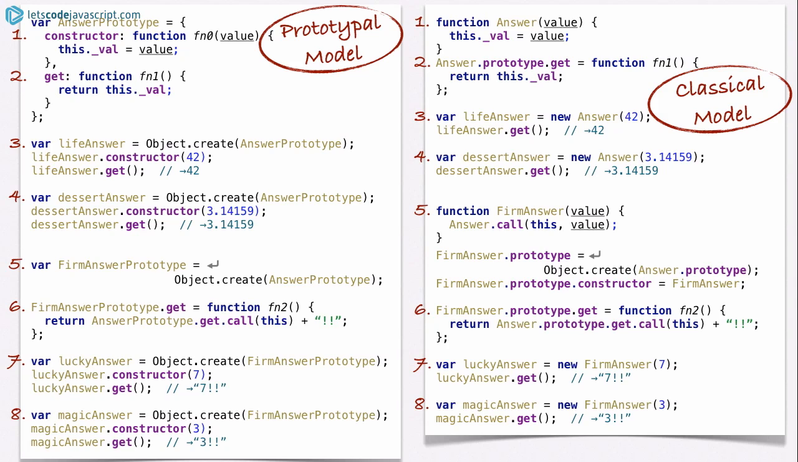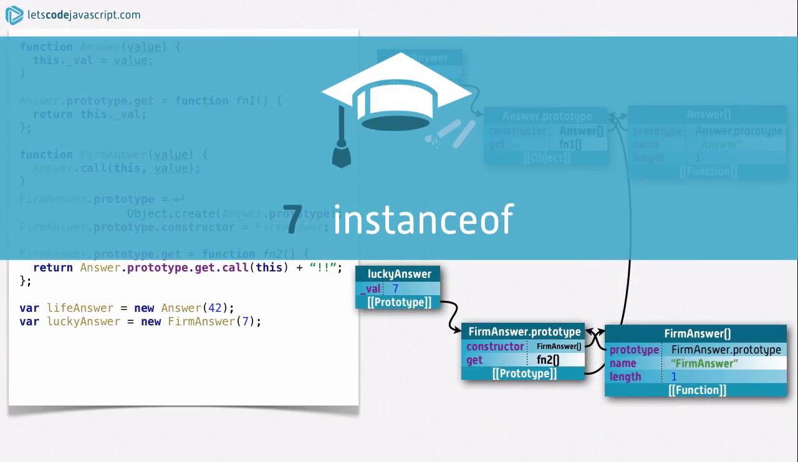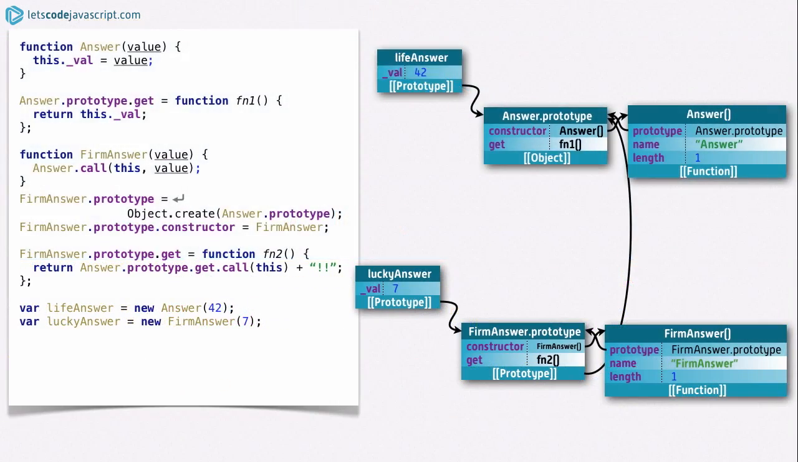Here's a side-by-side comparison of the two models. I've numbered each of the sections so that they correspond. So number 1 in the prototypal model is doing the exact same thing as number 1 in the classical model. Go ahead and pause the video here if you'd like to study this further. There's one more detail I'd like to share with you.